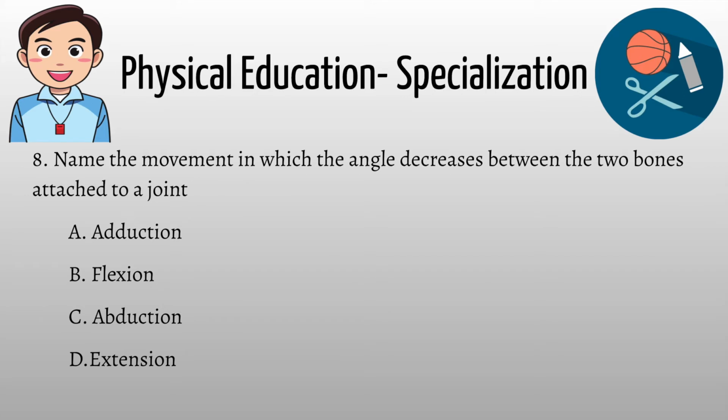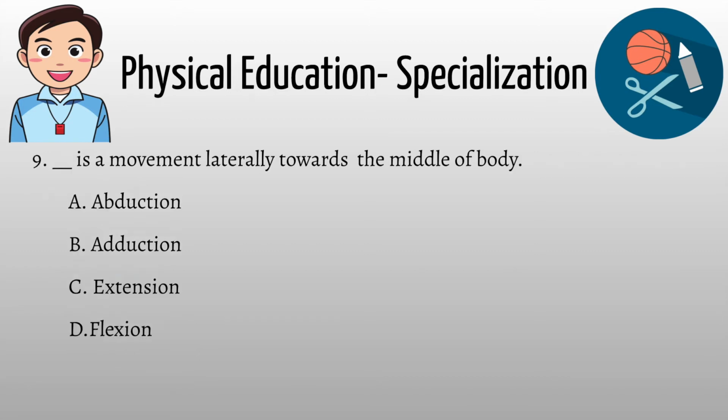Name the movement in which the angle decreases between the two bones attached to a joint. A. Adduction. B. Flexion. C. Abduction. D. Extension. B. Flexion.